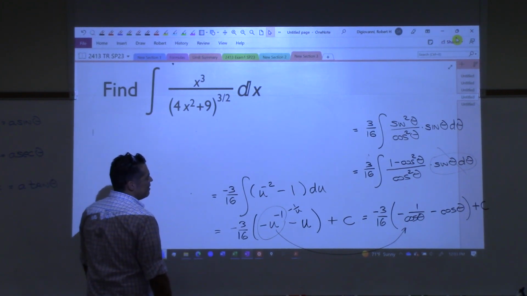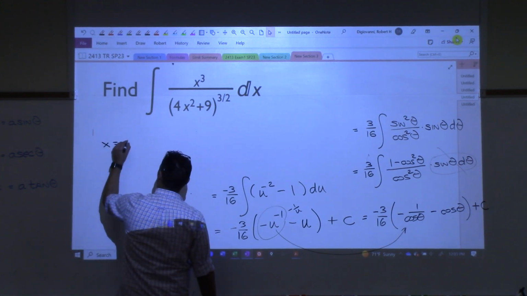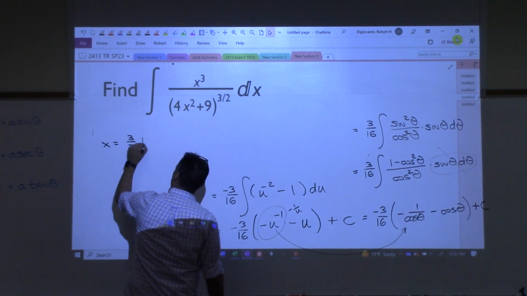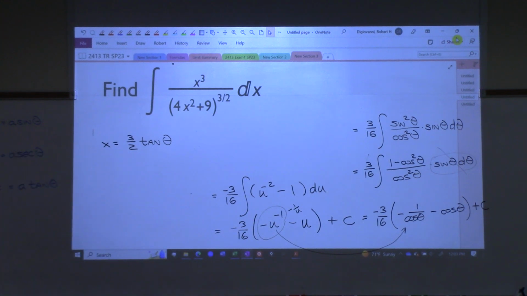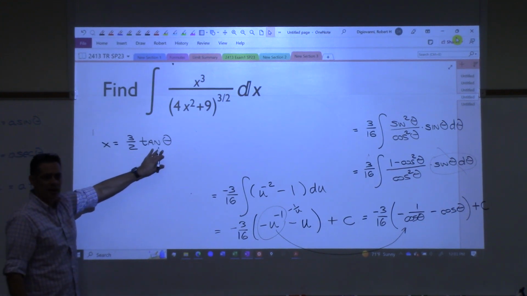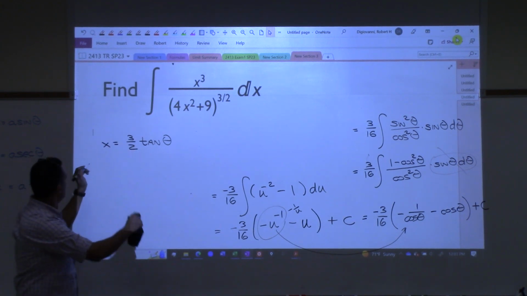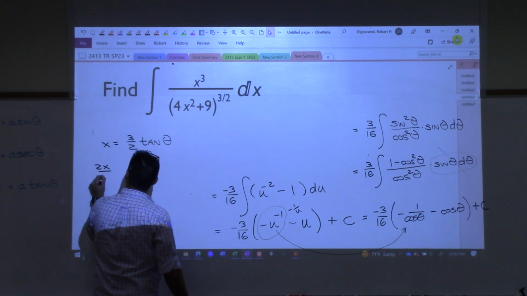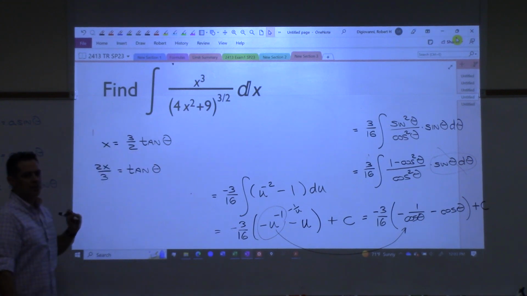I need to replace cosine theta, don't I? My trig sub was x. I'm going back to my trig sub. It was x equals 3/2 tangent theta. Remember I said there's potentially going to be some differences in the way it looks. This is exactly an example of when that happens. I'm going to try and get tangent theta by itself, so I multiply both sides by 2/3, the reciprocal. So I get 2x over 3. Just multiply both sides by 2, divide both sides by 3, and you get that.